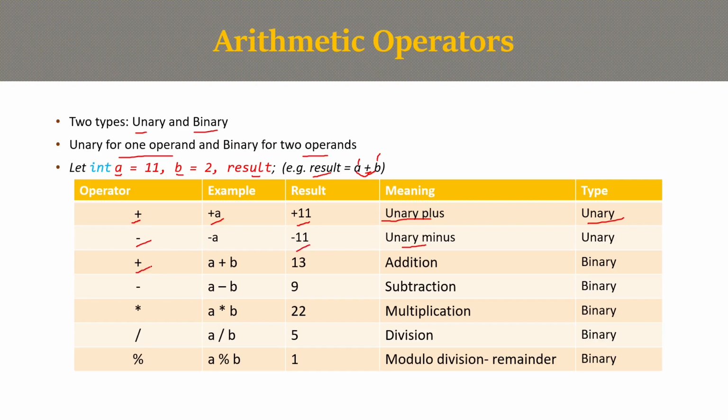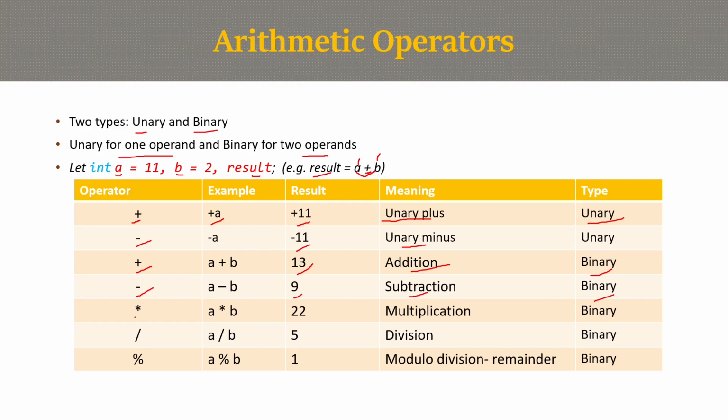Then we have the plus. This plus is basically a binary type, and this is used for addition. The two variables that we previously had, A and B, were 11 and 2. If we add them we will get the result as 13. Here we have minus. Now if we subtract the two variables A and B, we will get 9. So this minus is used for our subtraction and the type is binary.